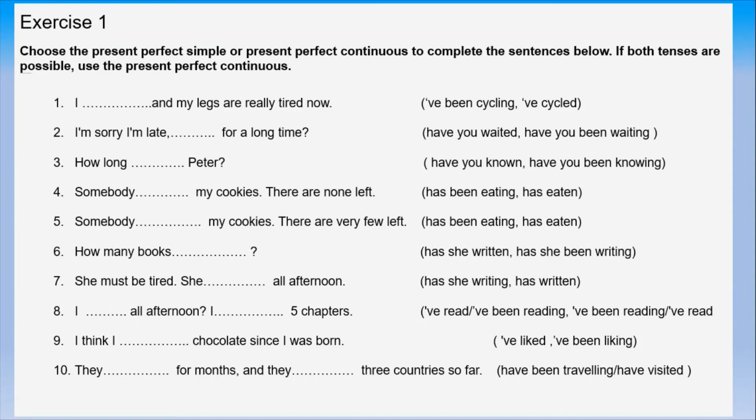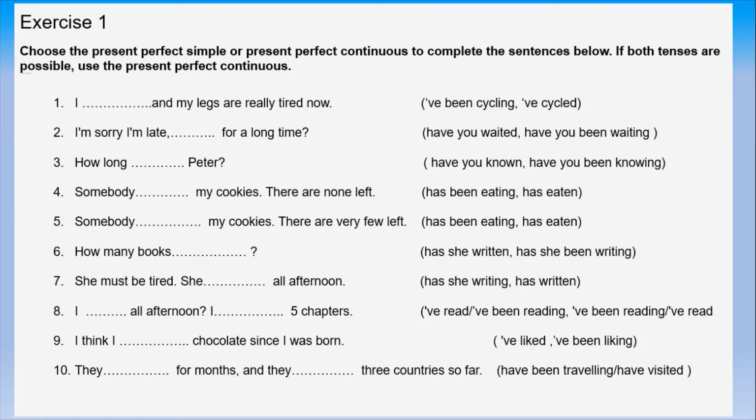The next one: I am sorry, I'm late dash for a long time. A long time, you see here, it is duration. It started and is still in process. Thus, when you see the duration, you have to choose present perfect continuous. Correct answer: I am sorry, I am late. Have you been waiting for a long time? This is present perfect continuous.